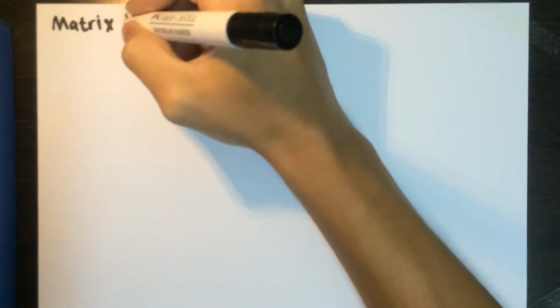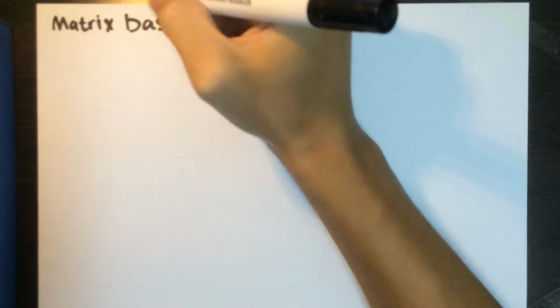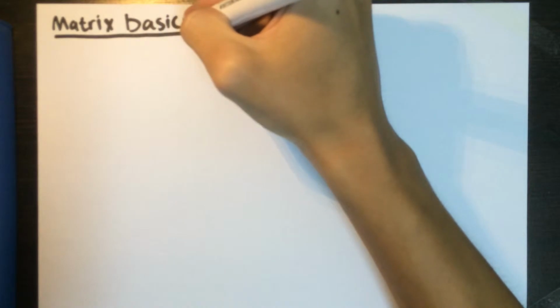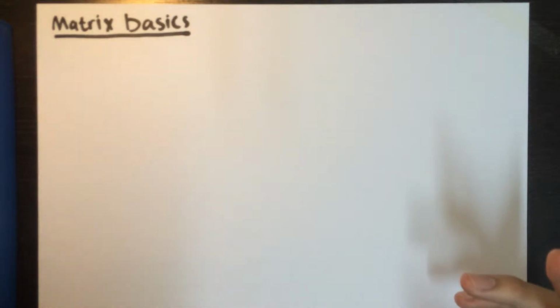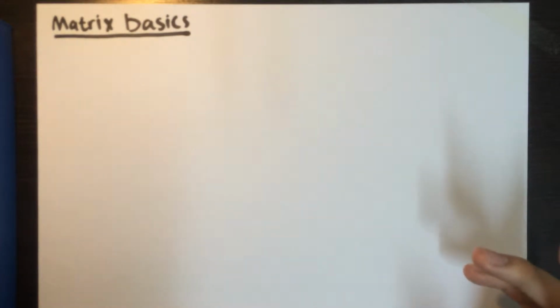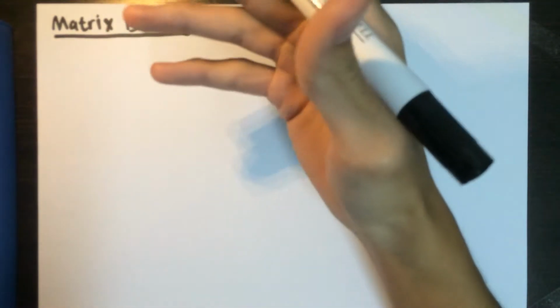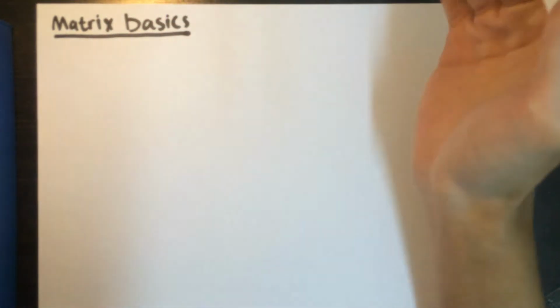Today I'll be telling you about the basics of matrices. Okay, so firstly, before we start off, we have to ask ourselves, what is a matrix? A matrix is simply a set or an array of numbers used to easily represent something.